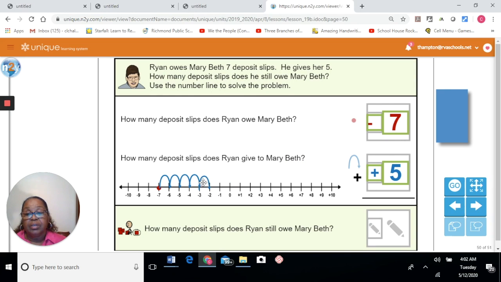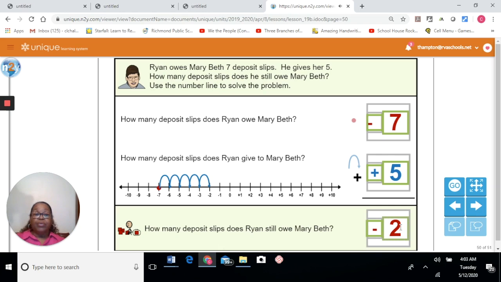2, 3, 4, 5. Okay, let's see what our answer will be. Negative 7 plus a positive 5. 1, 2, 3, 4, 5. It's a negative 2. Excellent. If we get that green box, we know we have the right answer.